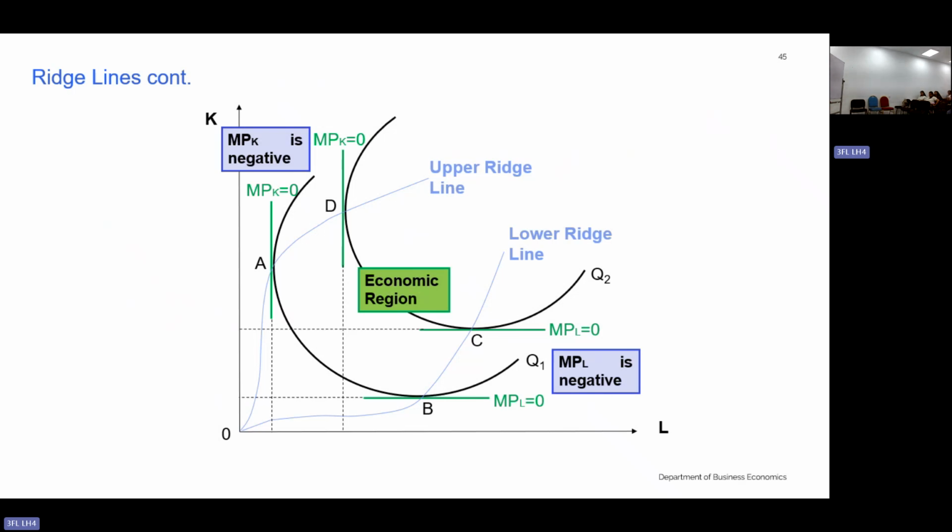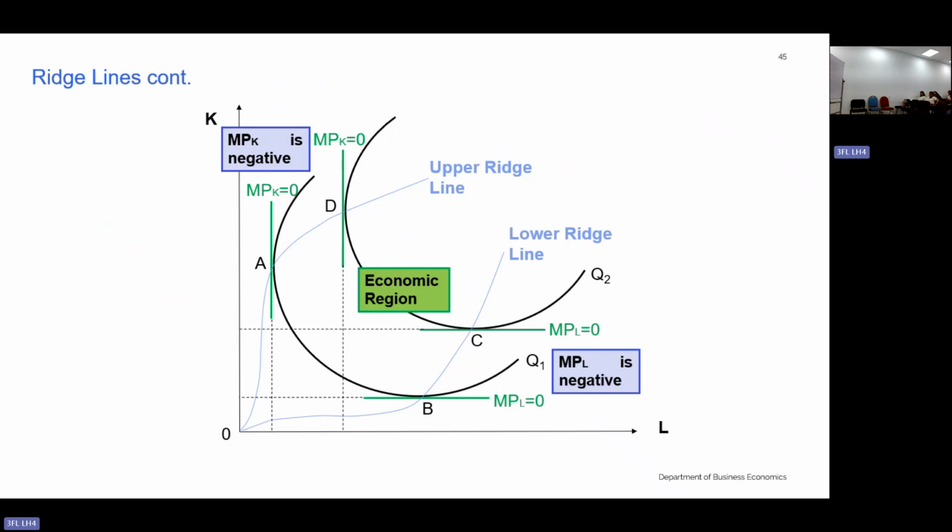But here, MPK is negative. Here, MPK is zero. Understood? So as a rational producer, they tend to stay in the region where MPK and MPL are positive. Understood? So accordingly, within the isoquant, we draw some lines which are called ridge lines. We connect the ridge lines where MPL and MPK become zero. So we can draw another isoquant, identify the same regions, and where MPL is zero, we connect those 2 points.